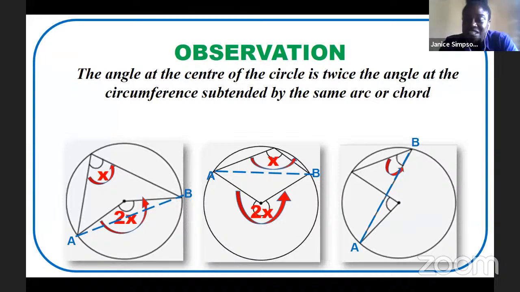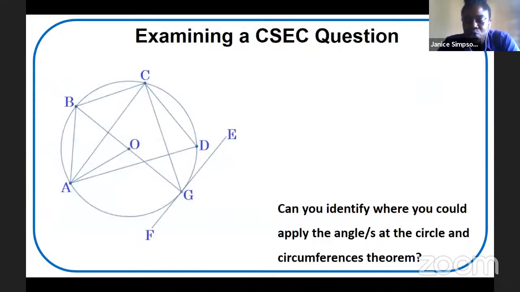In this case, one angle is at the circumference, but the other is at the center. So we could not use that property. So we have to use this one, which says that the angle at the center is twice the angle at the circumference standing on the same arc or chord. So if angle B should measure a value of x, then the angle at the center is going to be twice that value, which will therefore be 2 times x.